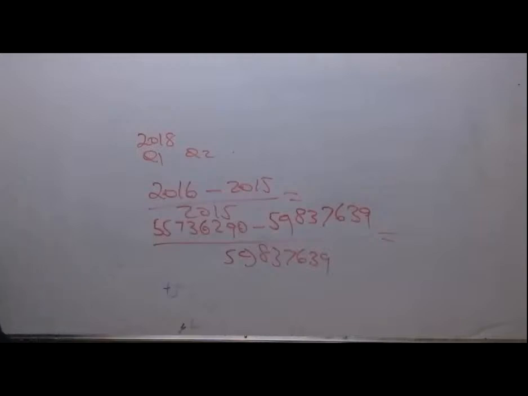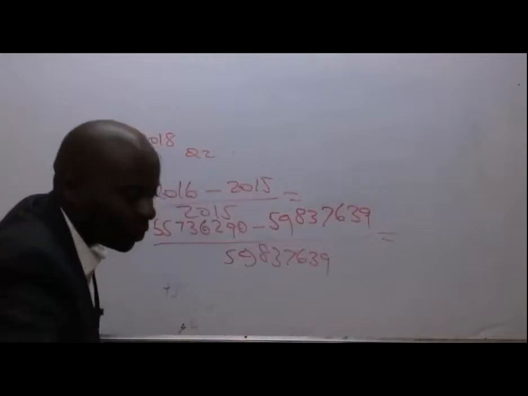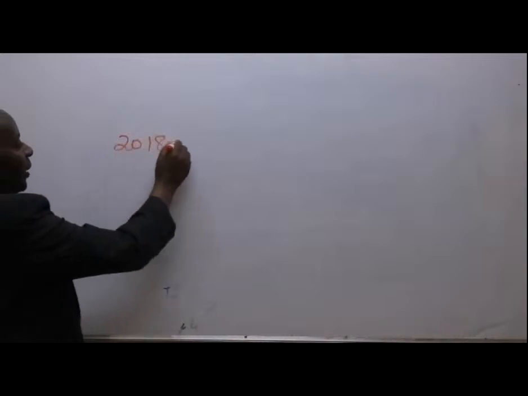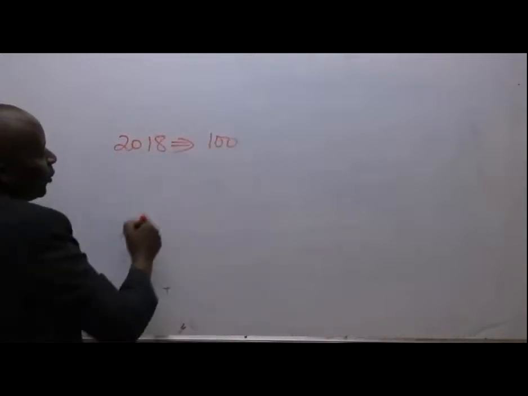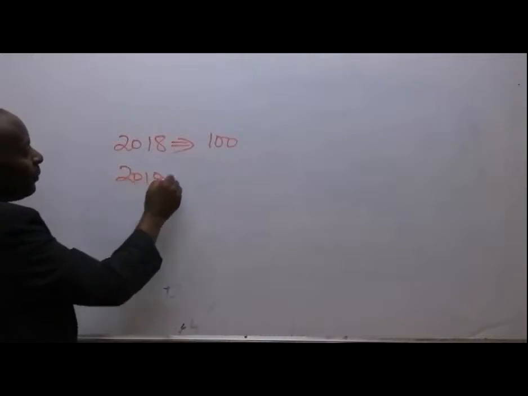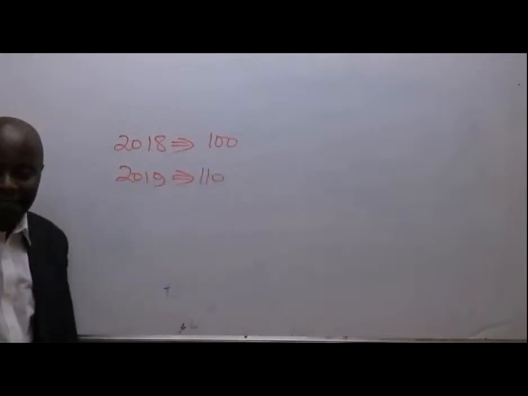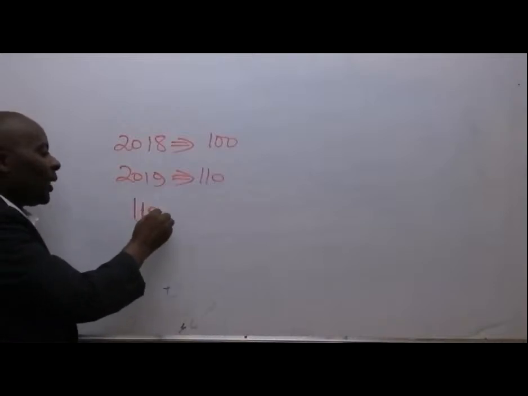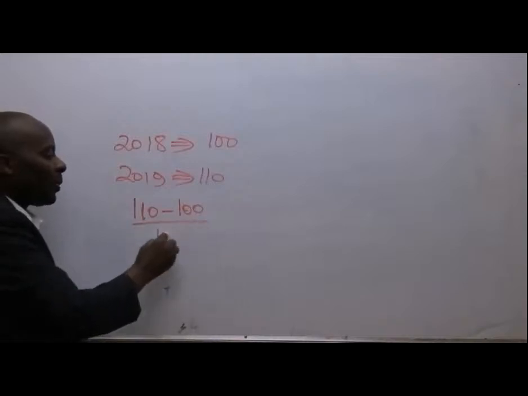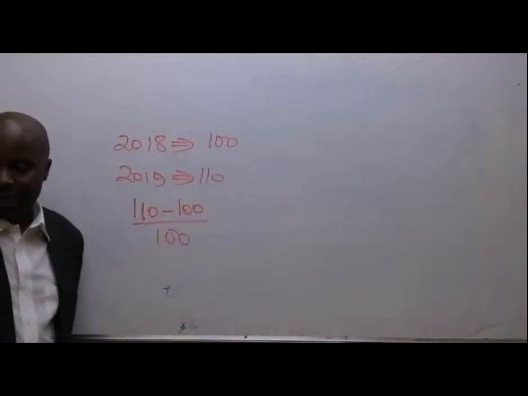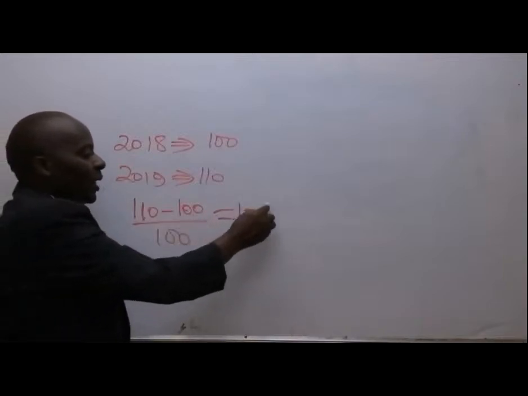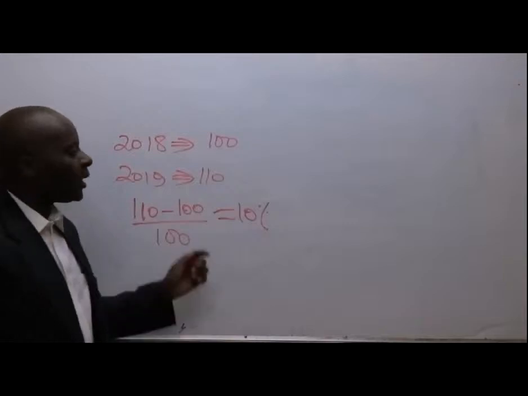Actually, I can even put it much easier for you. If, for example, someone tells you in the year 2018, the price of sugar was 100 per kg, and then in the year 2019, the price of the same kilogram of sugar was 110. What is the percentage change? The percentage change here will be the price in 2019 minus the price in 2018, all over the price in 2018, times 100. If you try this, you'll end up getting 10%, like that. But you see, this is a longer way.